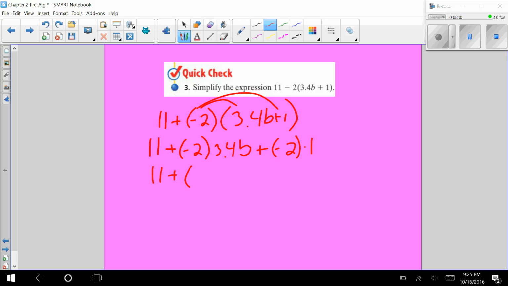Well, negative 2 times 3.4b is negative 6.8b. Negative 2 times 1 is negative 2. 11 plus negative 2 is 9. So I'm going to write my negative 6.8b first and my plus 9 second. We could have written it as 9 plus negative 6.8b or 9 minus 6.8b. All three are exactly the same.